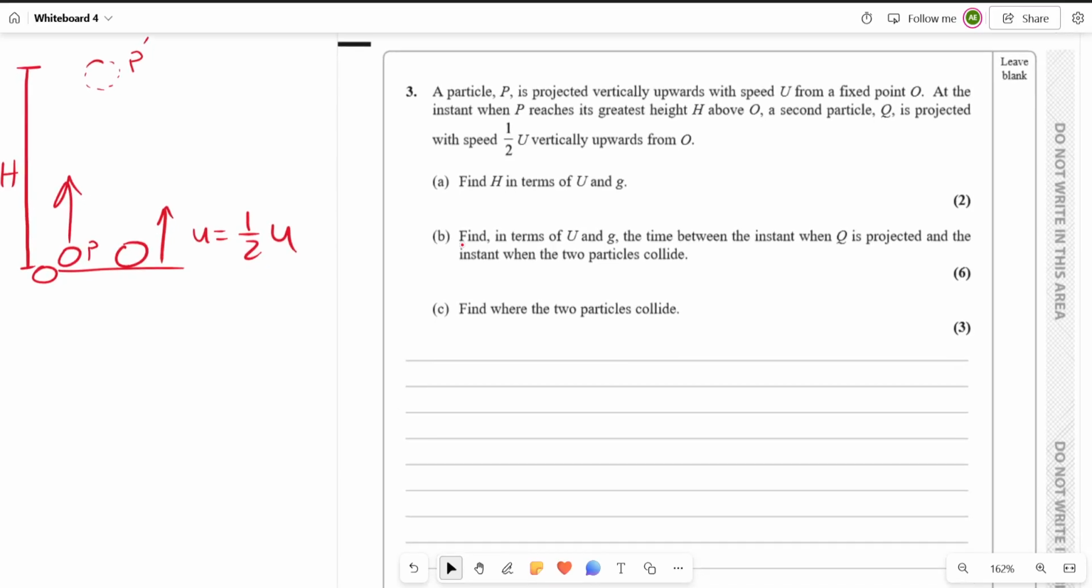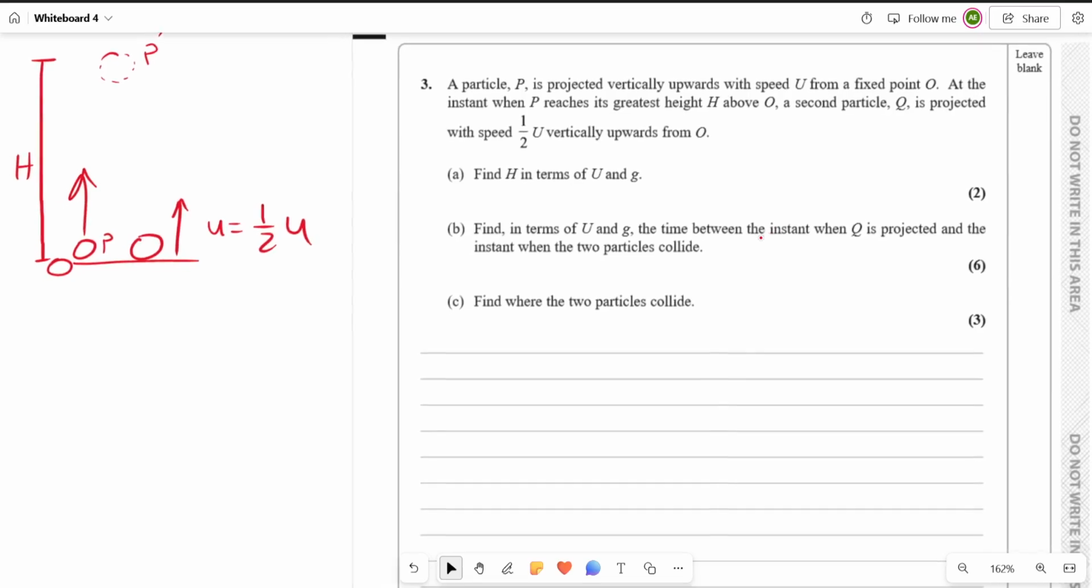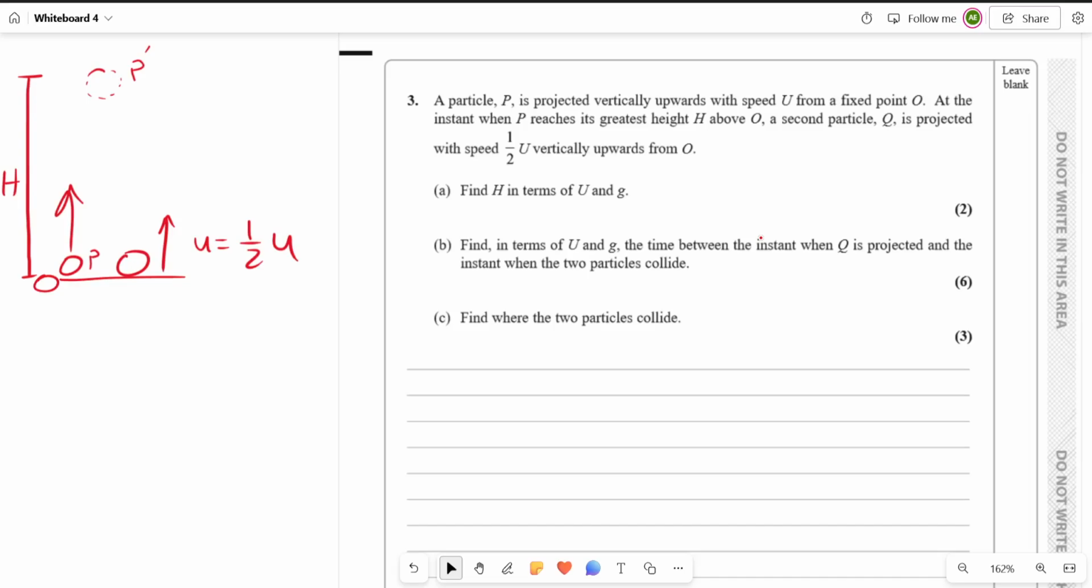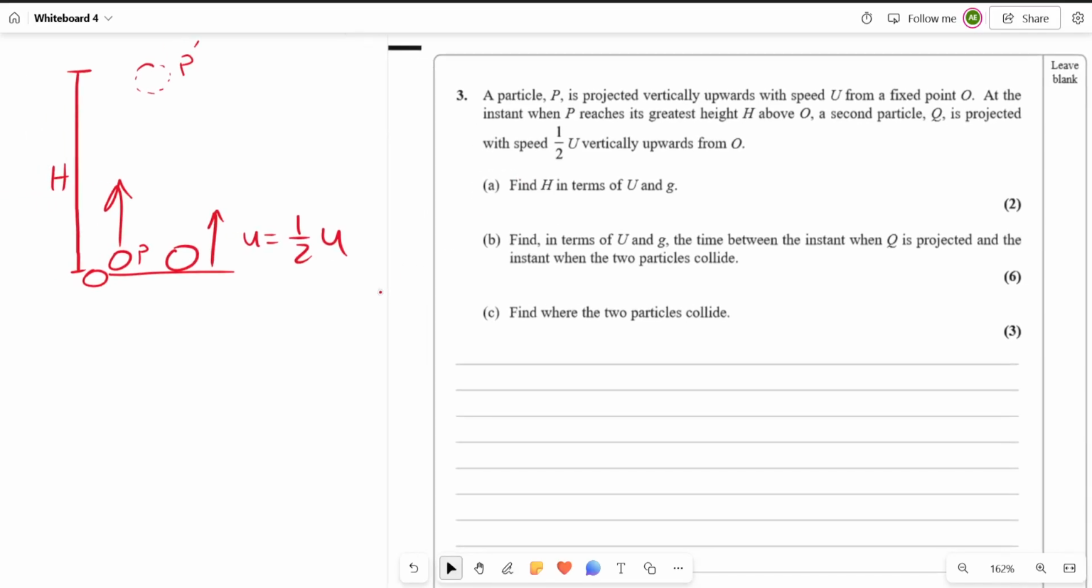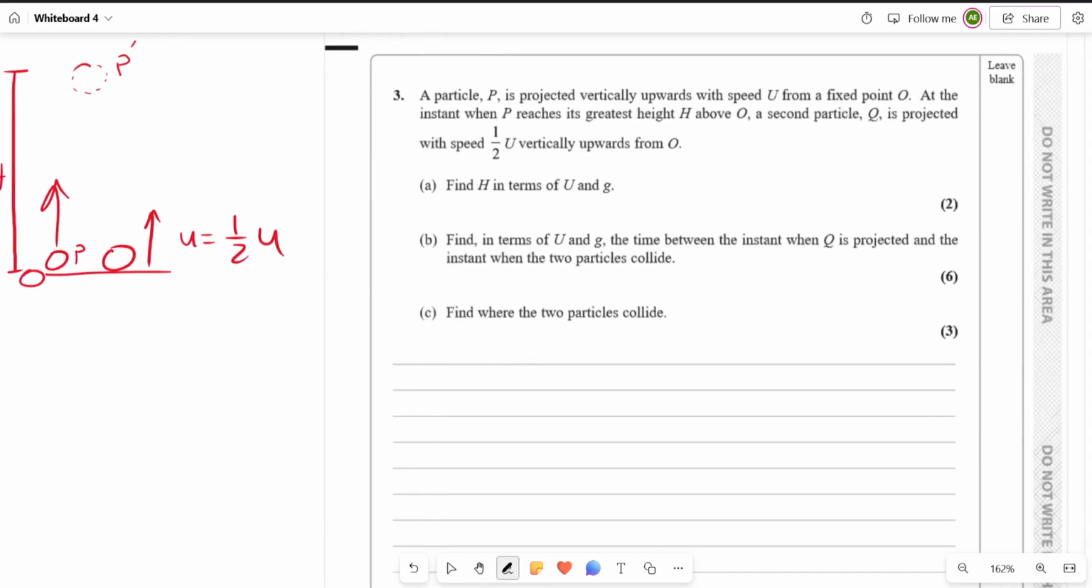So let's continue the question. Part A is for 2 marks. It asks to find h in terms of u and g. Basically, let's think about particle P first and see what we have for P.